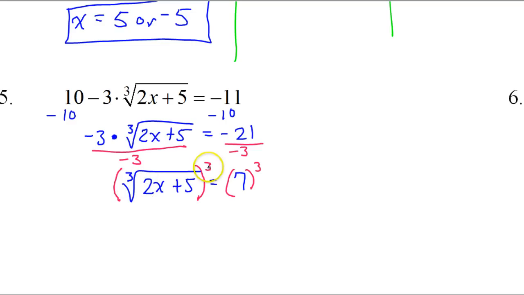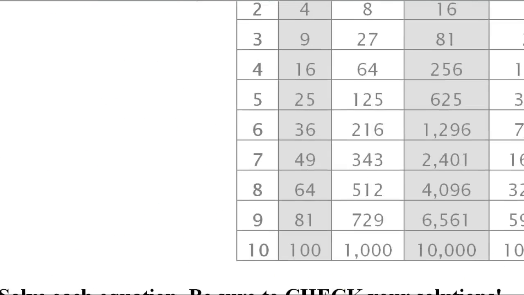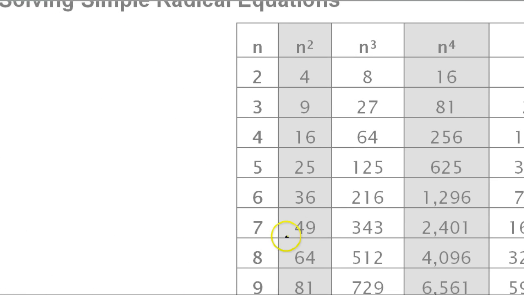Alright, so the cube root and the third power cancel each other out, so that will just leave us with 2x plus 5 equals. Now 7 to the third power, gotta look at our little chart here, 7 to the third power is 343.